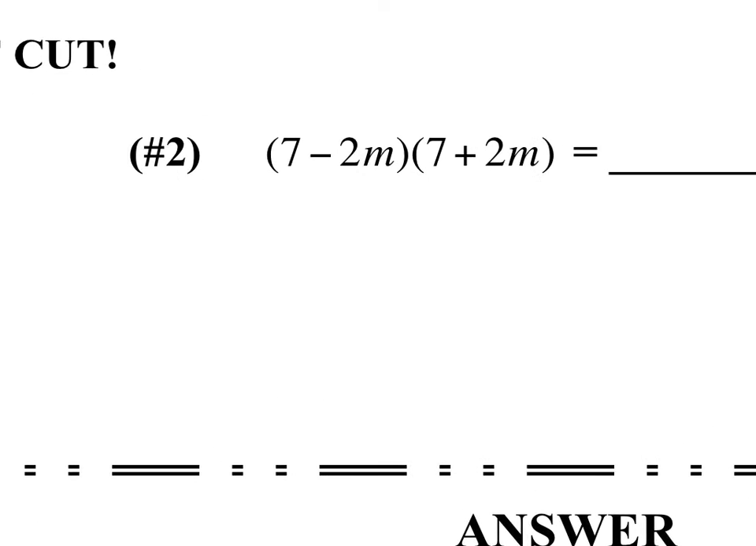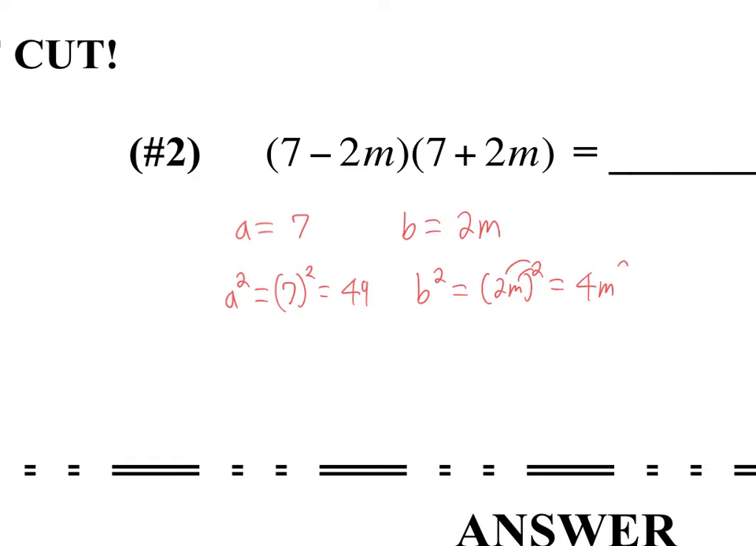All right, we have 7 minus 2m times 7 plus 2m. So we need to find our a and b. So a in this case is what? A is going to be 7. B is going to be 2m. So if a is 7, a squared is going to equal what? What's 7 squared? 7 squared equals 49. And if b is 2m, what's b squared going to be? Well, that's going to be parentheses 2m squared. So we got to do the 2 squared and m squared. So it's going to be 4m squared.